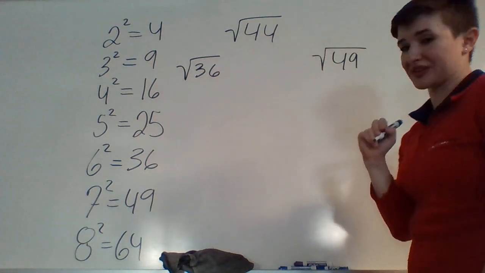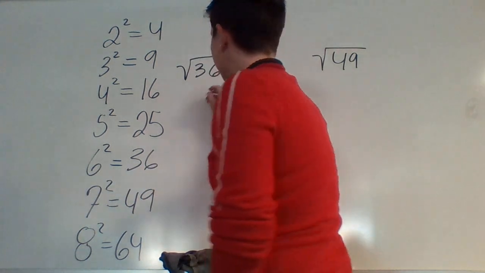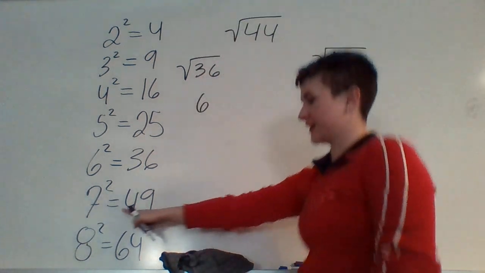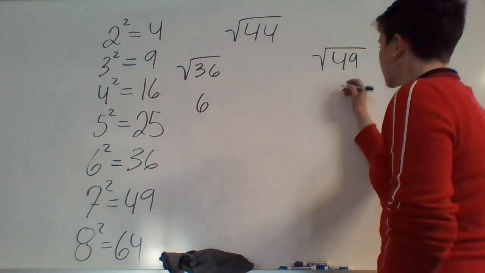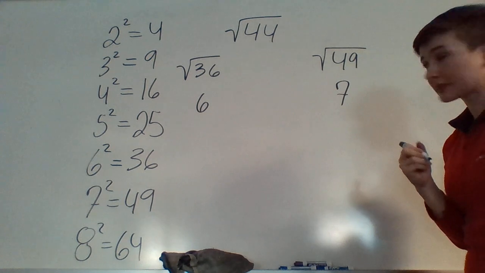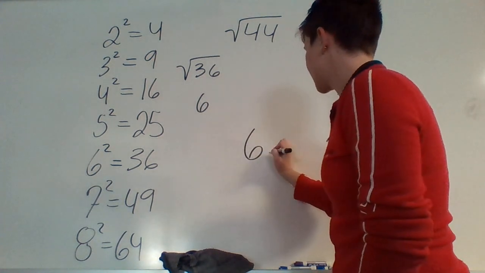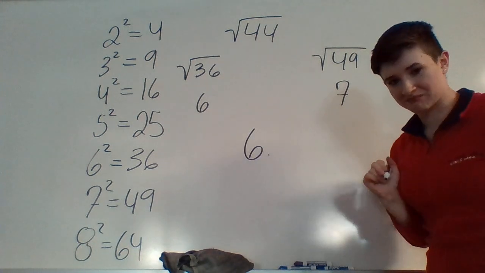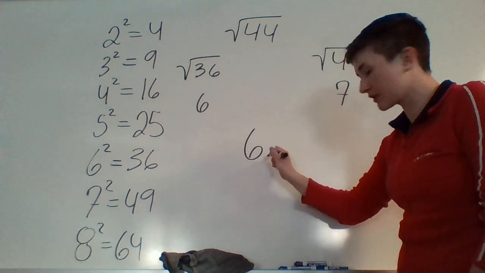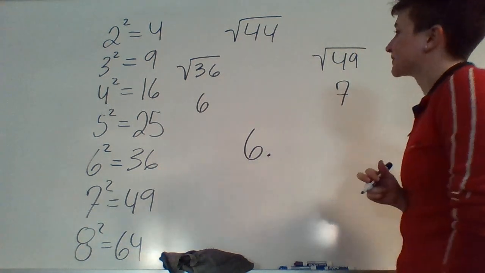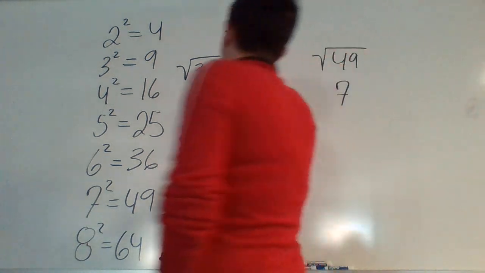So, square root of 36 is 6. Square root of 49 is 7. Okay? So now I know that it's going to lie between 6 and 7, so it's going to be a 6 point something. Not sure what yet, though. You can see it. Awesome. So we figure out how far away they are.